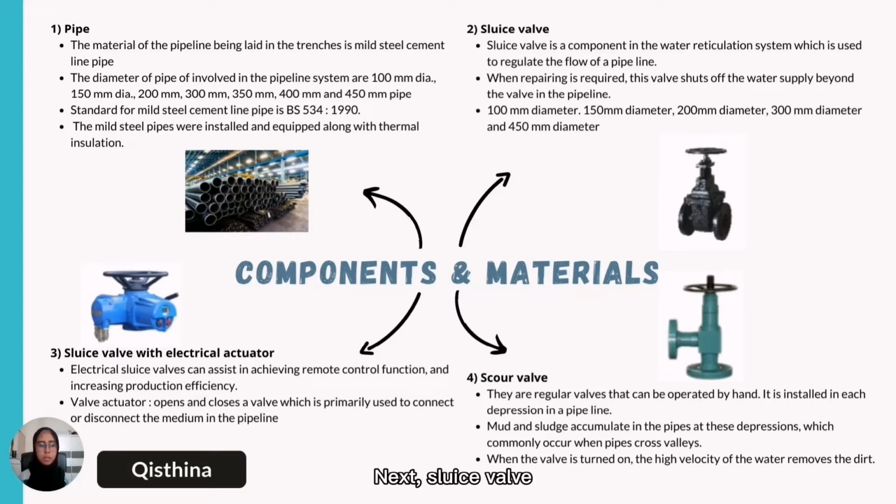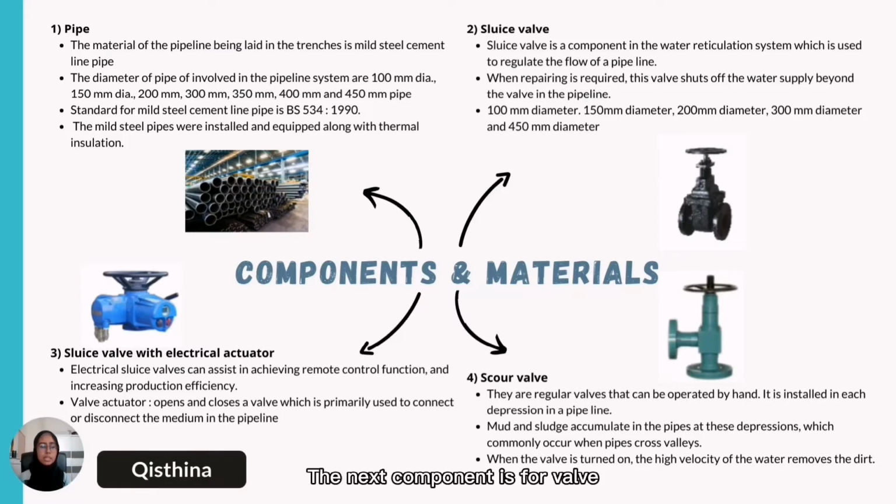Next, the sluice valve with electrical actuator is also involved in the components of the water reticulation system. The function of the sluice valve with electrical actuator is to assist in achieving remote control function and increasing the production efficiency. The function of the valve actuator is to open and close a valve, which is primarily used to connect or disconnect the medium in the pipeline.